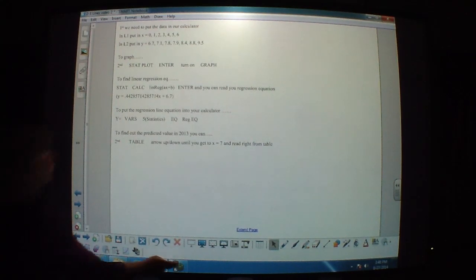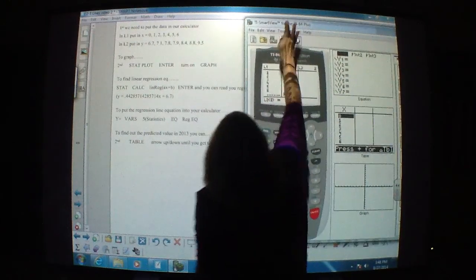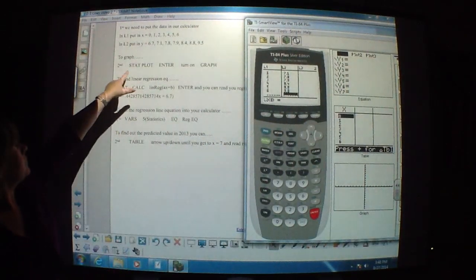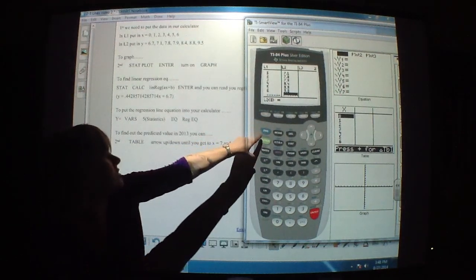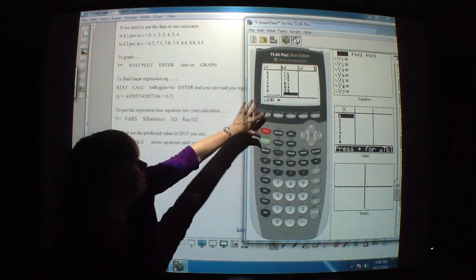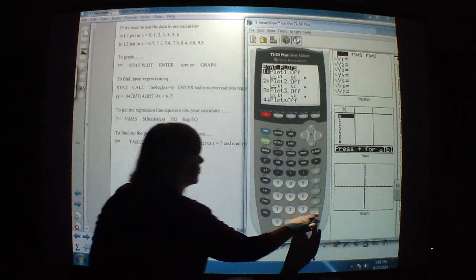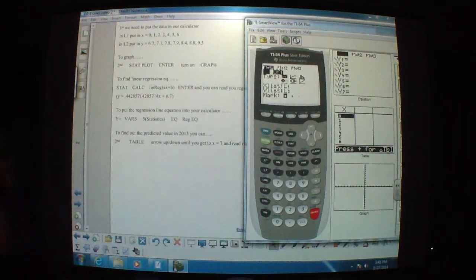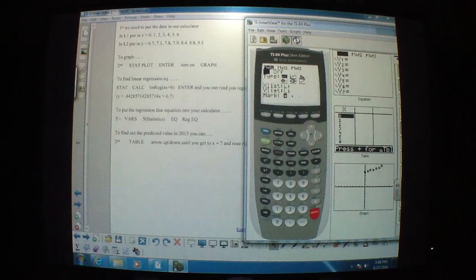Okay? To graph. Let me show you how to graph this. If you want to graph it, there's something called stat plot, right up there, blue, stat plot. So I'm going to push this blue second key. So you do second, stat plot. Mine is off now. So I'm going to push enter to turn it on. And now I'm at plot 1. See how off is highlighted? It's blinking on 1. I want it on.